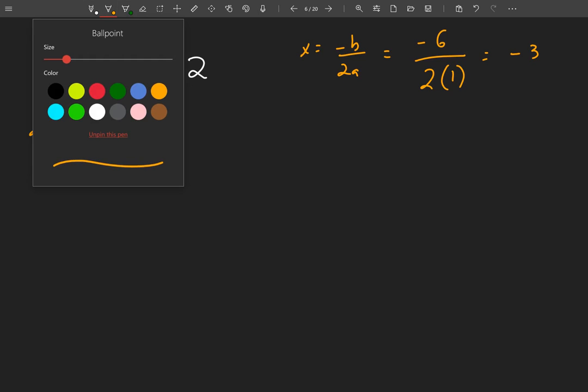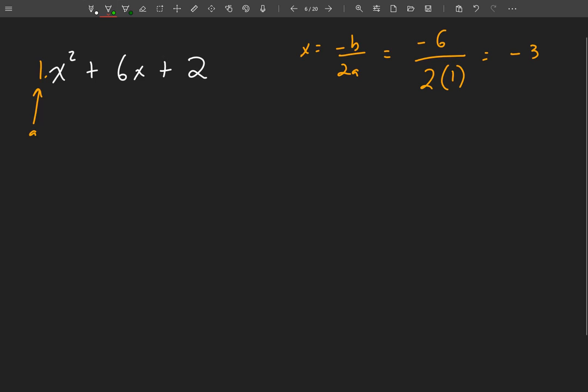Now what we're going to do is take that and plug it back into our original function. So I have (-3) squared. Make sure you use parentheses, especially when you have a negative that you're plugging in, so you don't mess things up. Plus 6 times -3 plus 2.